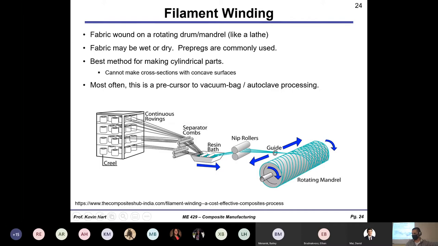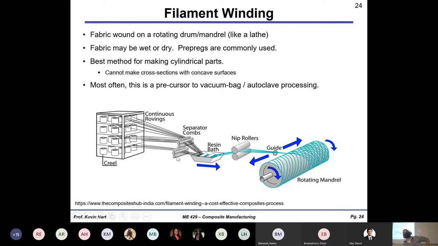Cylindrical pressure vessels are very commonly made using this apparatus. Rocket casings, missile casings, baseball bats, etc. would be made using this particular methodology. Some hockey sticks are made this way. Lacrosse sticks are made this way, a lot of them. So there you go for filament winding.